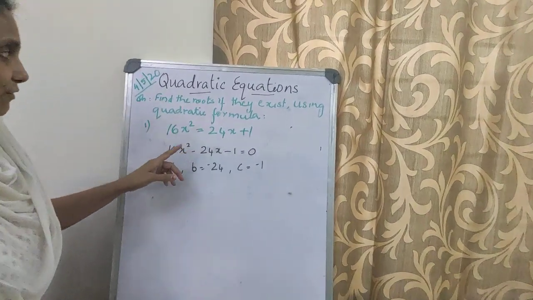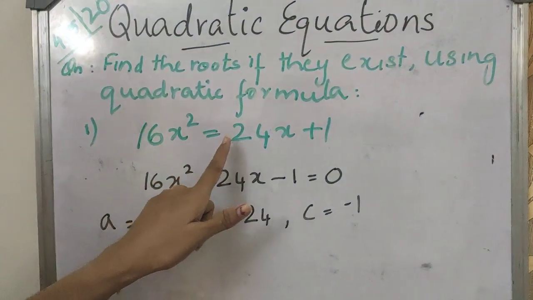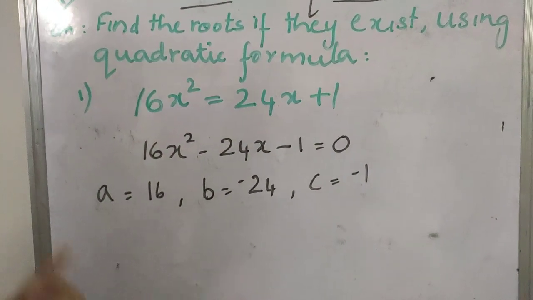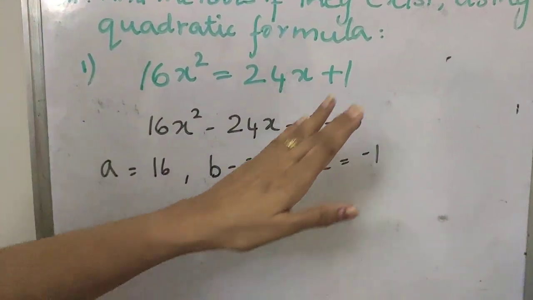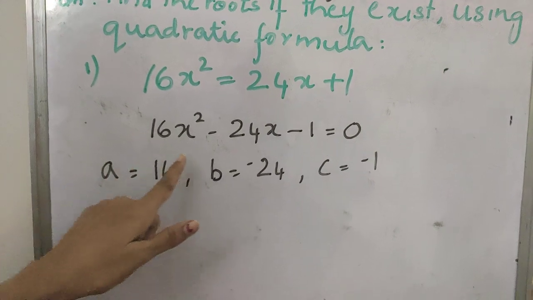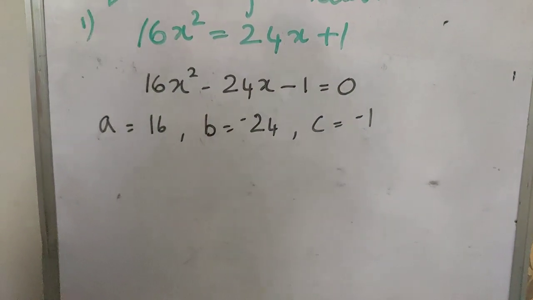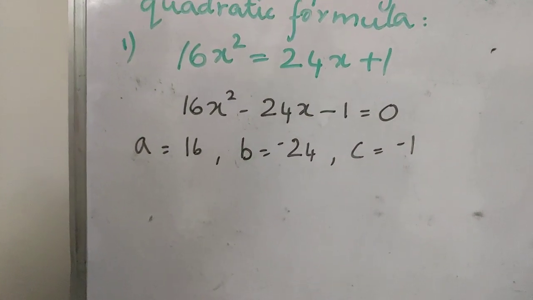So shall we try a few more questions? So look onto the board here, children. We have a question: 16x square equal to 24x plus 1. First thing is you have to express in standard form. So I've brought all the terms to one side, writing it as 16x square minus 24x minus 1 equal to 0, and I've written the values of a, b and c.